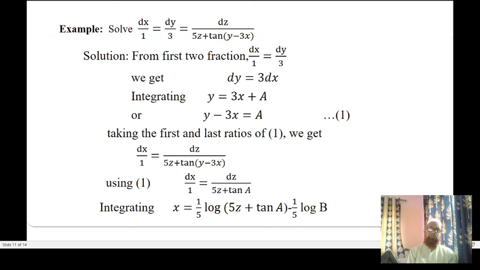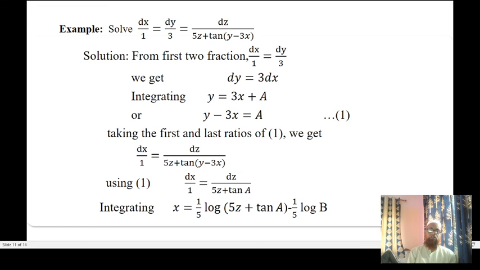Taking the first and last ratio, dx by 1 equal to dz by 5z plus tan of y minus 3x. Here we cannot separate the variables x and z, so we eliminate y. Using equation 1, we eliminate the term y minus 3x. So using y minus 3x equal to a, dx by 1 equal to dz by 5z plus tan a.